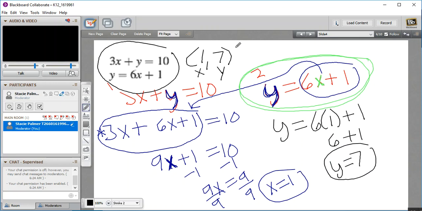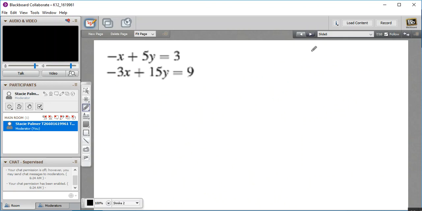We know that these two lines right here cross each other at 1, 7. And we found that by using substitution instead of graphing. Let's go ahead and try another example. In this example, we have negative x plus 5y equals 3 and negative 3x plus 5y equals 9. So let's put these two equations side by side and use substitution to solve.